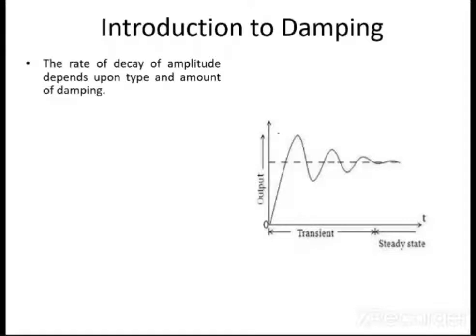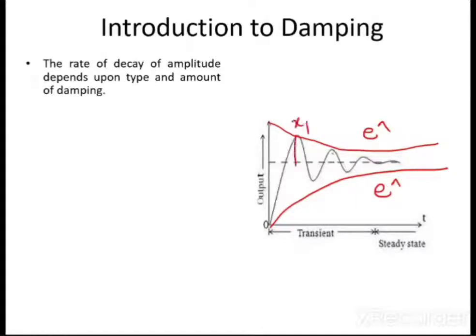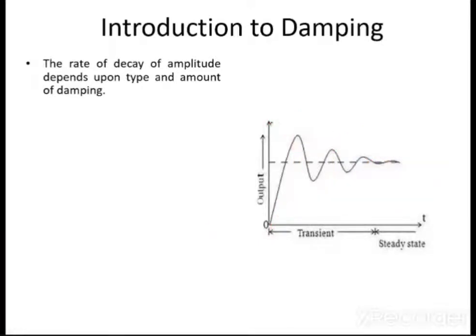What is rate of decay of amplitude? If I draw this graph, you can see the rate of decay is exponential. Rate of decay is exponential. E raised to something, e raised to something means what? These amplitudes x1, x2, and x3 are decreasing in an exponential form. If I draw this, I will show you again. You can see these amplitudes are decreasing in an exponential form.